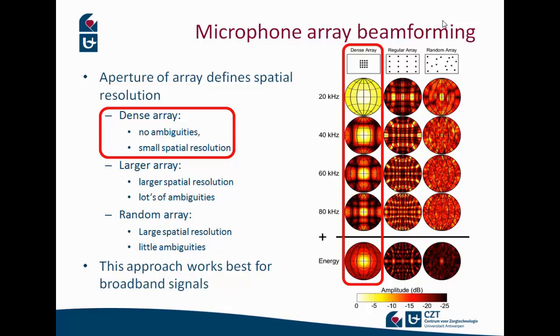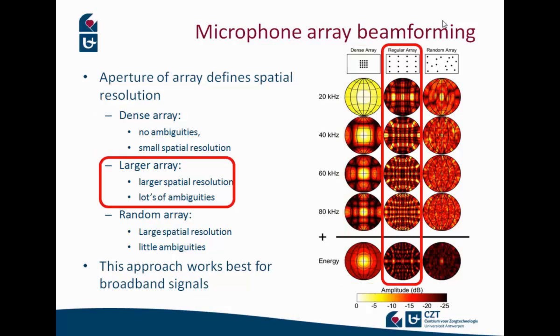So let's say we make the array bigger and we don't care too much about this Nyquist sampling. You get a problem that there is regularity in the array and you get grating lobes. And also in the energy, you get the grating lobes. It's the same effect that you get when you try to estimate the frequency of a time series. If you undersample it, you also get aliasing.